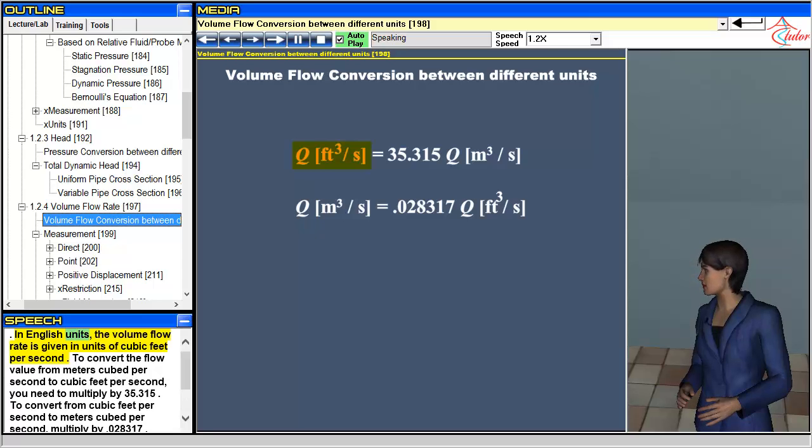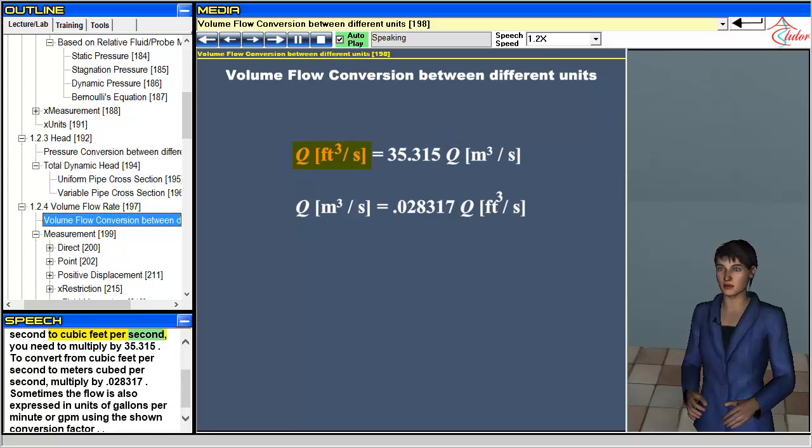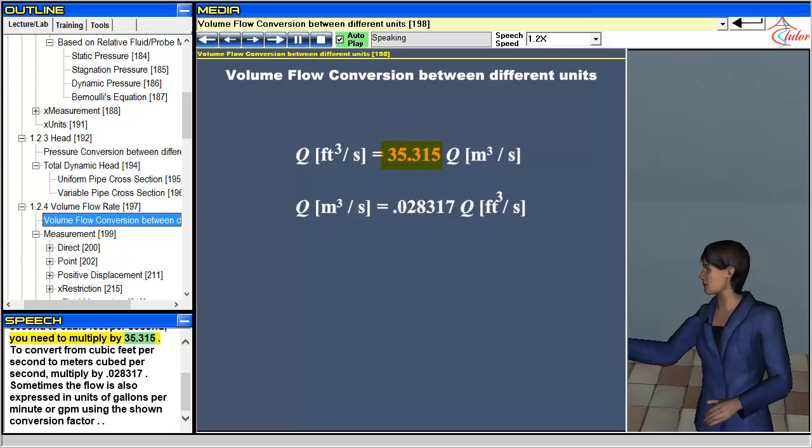In English units, the volume flow rate is given in units of cubic feet per second. To convert the flow value from meters cubed per second to cubic feet per second, you need to multiply by 35.315. To convert from cubic feet per second to meters cubed per second, multiply by 0.028317. Sometimes the flow is also expressed in units of gallons per minute, or GPM, using the shown conversion factor.